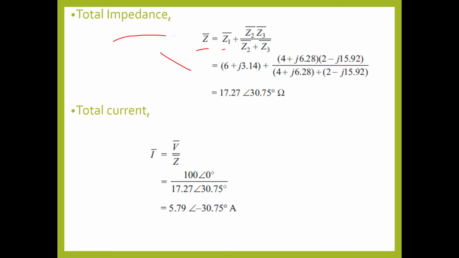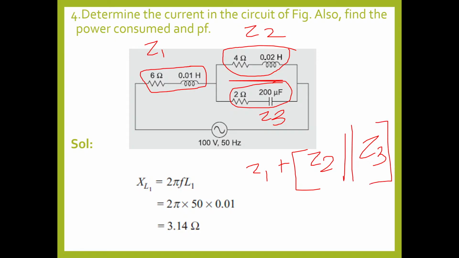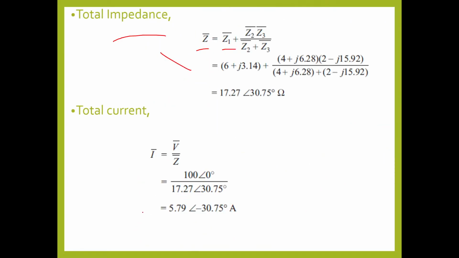So Z is equal to what? The total impedance is Z1 plus the combination of Z2 and Z3. Z2 and Z3 are parallel to each other, isn't it? Z2 is parallel to Z3. Just simplify them and you will get the total impedance. You know the total impedance and the source voltage, so you can determine the total current.